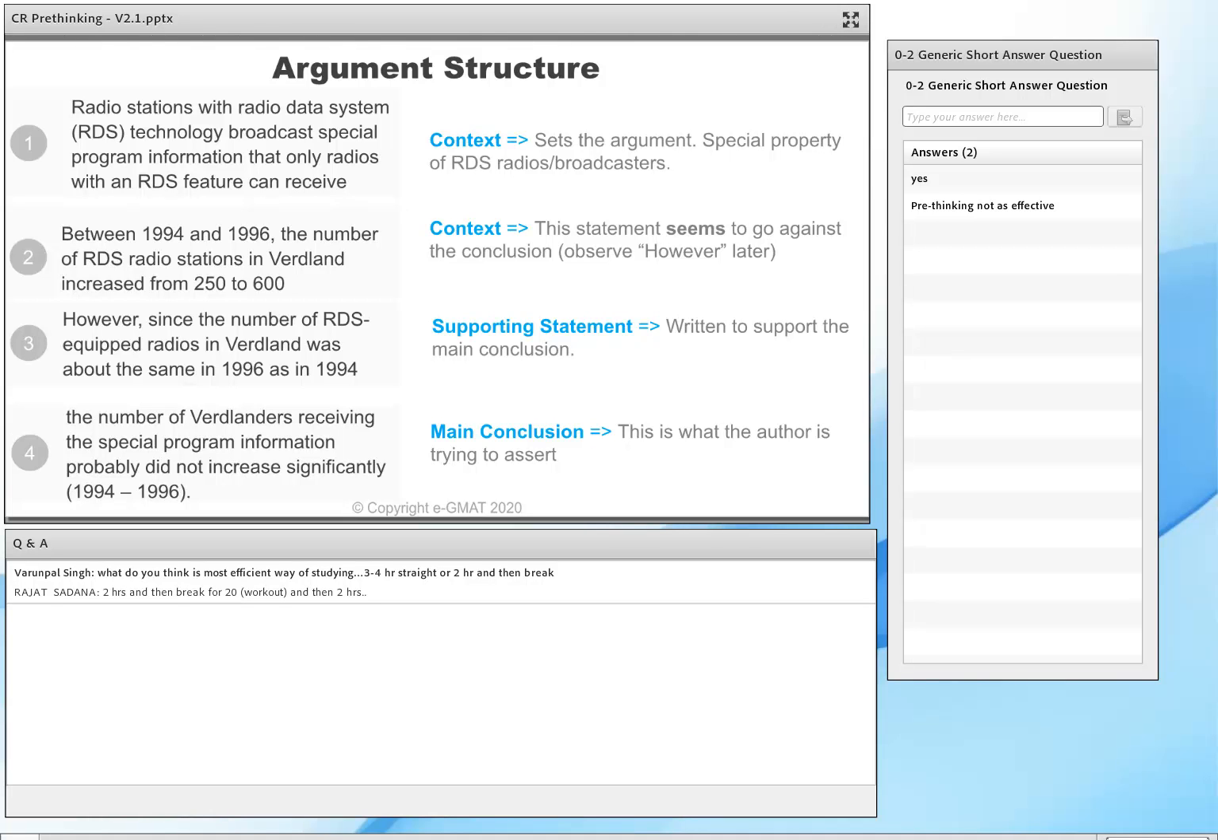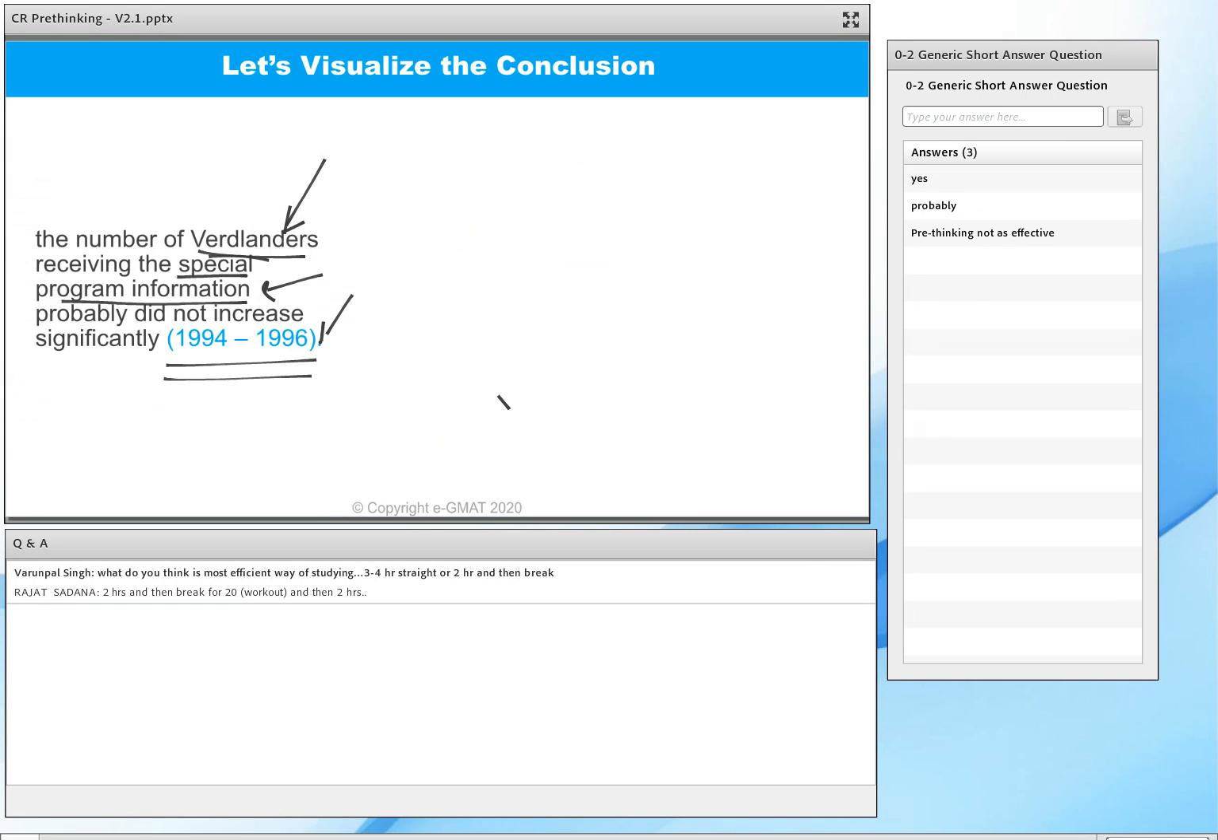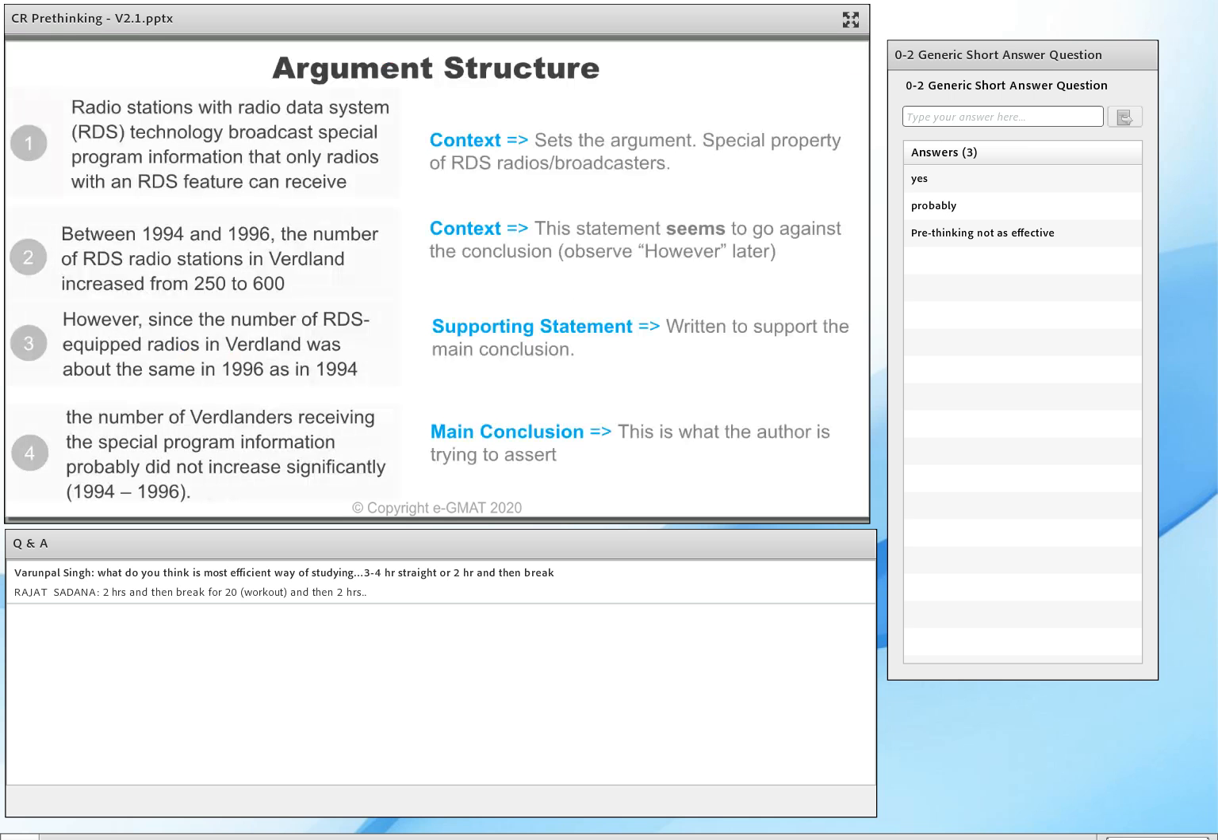All right. Now let's visualize this and ask, what is happening over here? What this is saying is that in 94, if there were 1 million people who received special program information, in 96 that number is still 1 million. That's basically what this is saying. And all of them are world landers, of course. So let's look at what's going on. So this is your main conclusion.